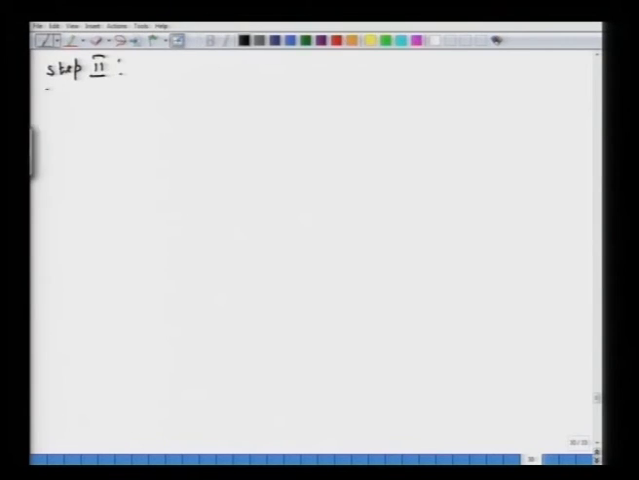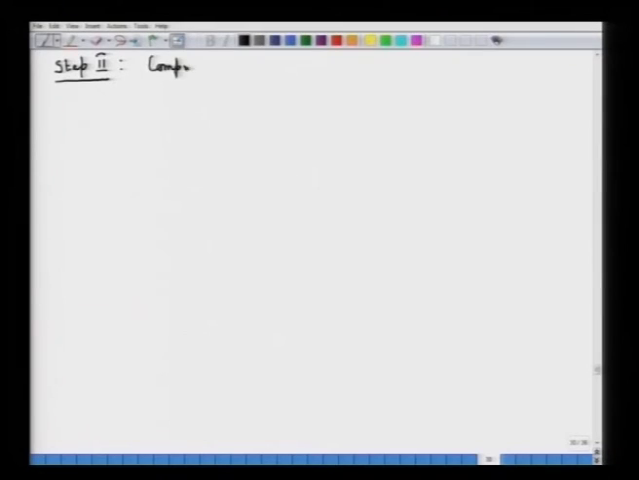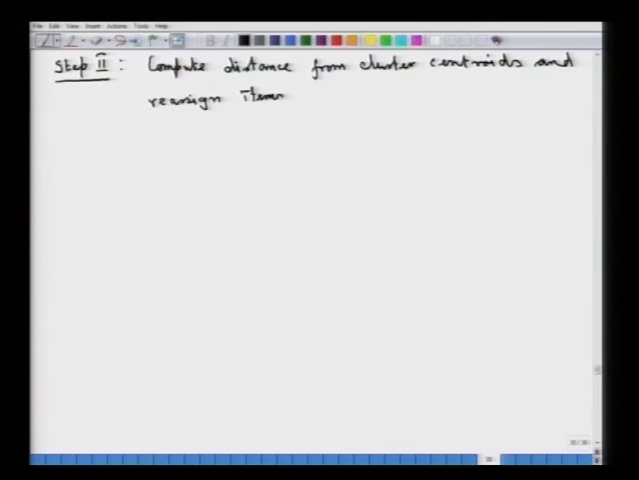So, in step 2, we will look at that assignment. In the second step, we compute the distances from cluster centers, from cluster centroids, and reassign items if possible or if required to the nearest group.